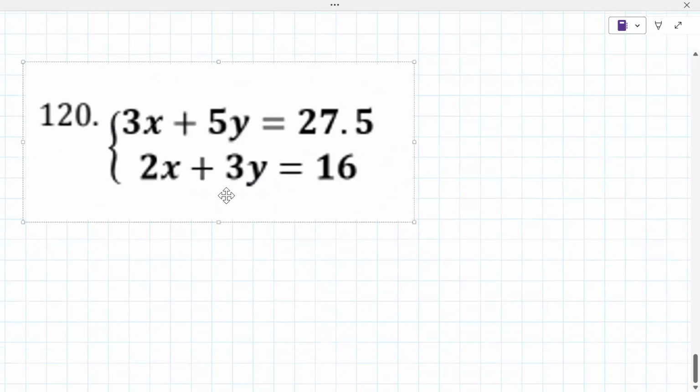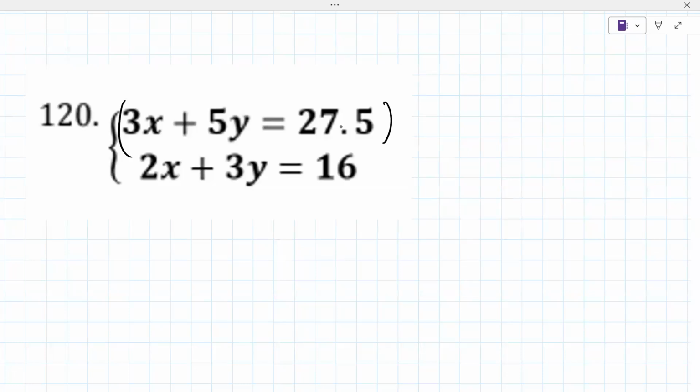New problem here. Don't be too discouraged by the decimal. It's only a 0.5. It's not a terrible decimal. But more importantly, you do have to multiply both equations by a number. Because it's 0.5, I would tend to lean towards multiplying by 2, which means eliminating x.